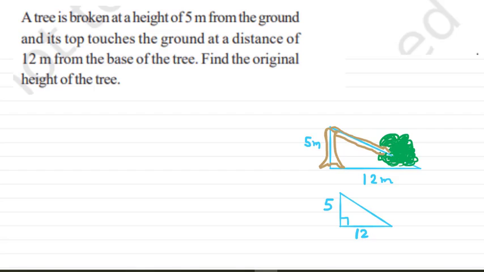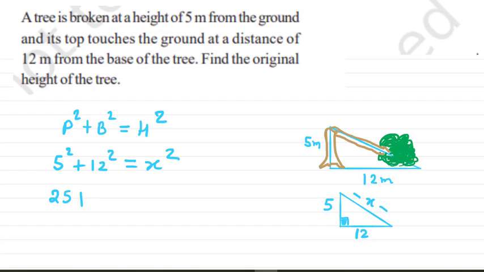So here we have a right angle triangle where this angle is 90 degrees. So we have to find out this x, and then the height of the tree will be 5 plus x. So for finding this, as you know, according to the Pythagoras theorem, p square plus b square is equal to h square. So here in the place of h we have x, and the perpendicular is 5 and the base is 12. So now we can just put the values.